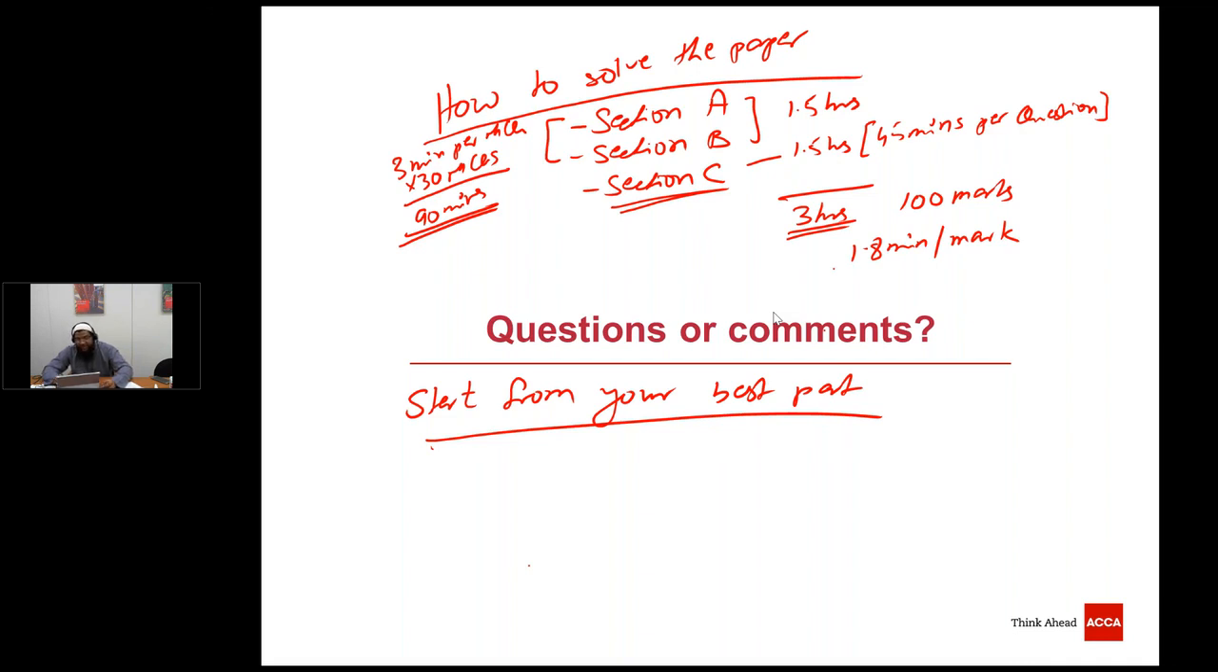Simeon, the 15 minutes extra time, keep it as a buffer, so that anything that exceeds the planned time would be covered over there.